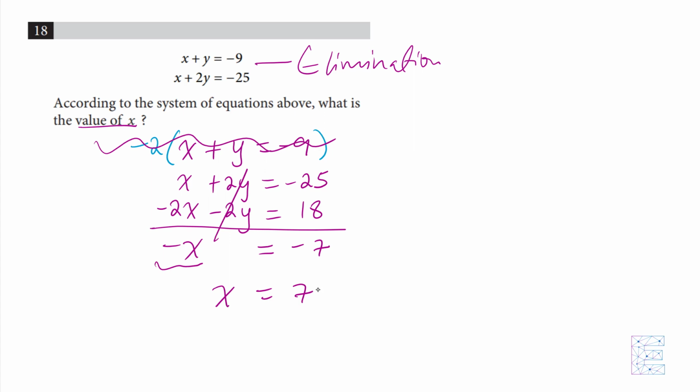Either that or divide everything by negative 1 like that. So the quicker thing to do is, if your variable is negative, change the sign of everything really. Now, since the question was asking us to find what x is, that's it.